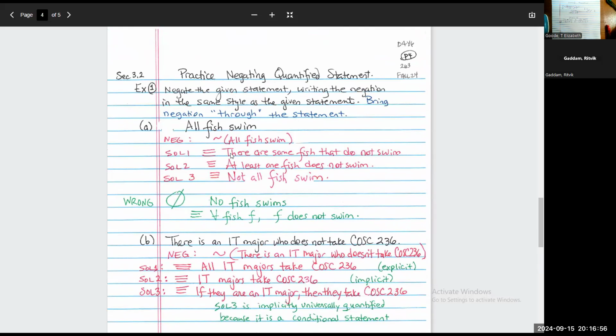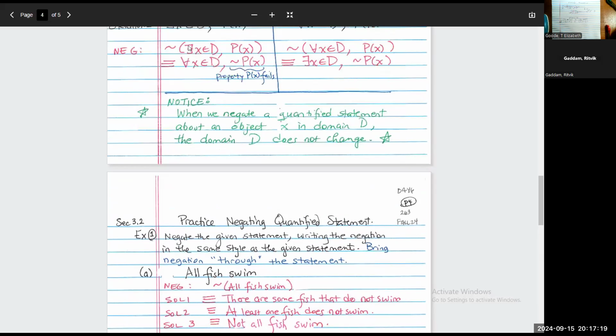It's the same thing to say some fish don't swim as it is to say not all fish do swim. That's the nature of English. English is a really weird language. So the easy way to always get it right is to say there is a fish that does not swim. Like you cannot screw it up if you do it that way.